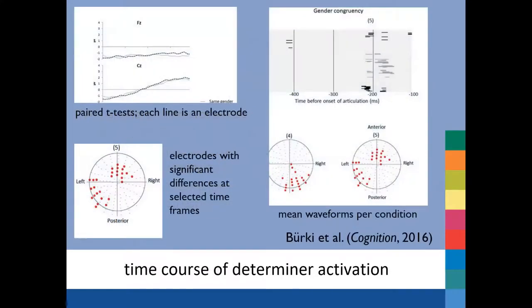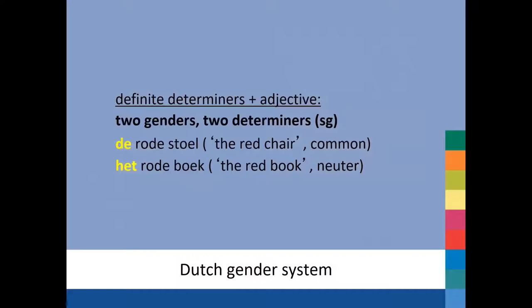So these are figures of her paper. This is unfortunate because the figures are a little bit cut. But what you can see here is the difference between the two genders. And here you see some of the electrodes that were significant in the selected time frame. The time frame for the gender congruency was very close to the articulation: around 200 milliseconds before people started to articulate, the effects of gender congruency were visible, whereas the phonological effects were visible much earlier.